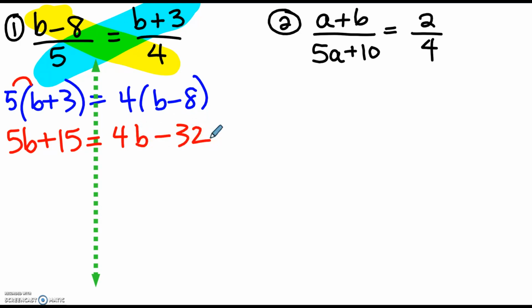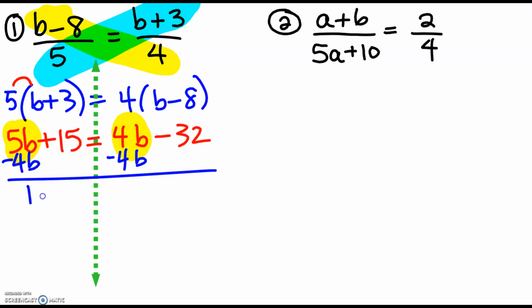Okay, so now I notice that I have variables on both sides of the equation. I have b's on the left-hand side and b's on the right-hand side. So I need to move my variables to one side. What I like to do is I always like to keep my variables positive if possible. So if I had moved my 5b to the right side with subtraction, I'd end up with a negative number. So instead, I'm going to move my b's to the left. 5b minus 4b is 1b, or just b.